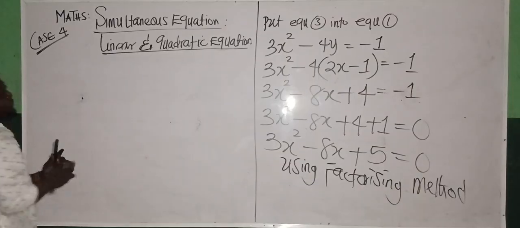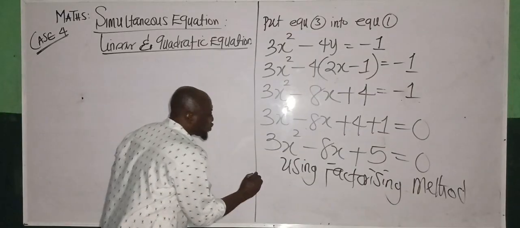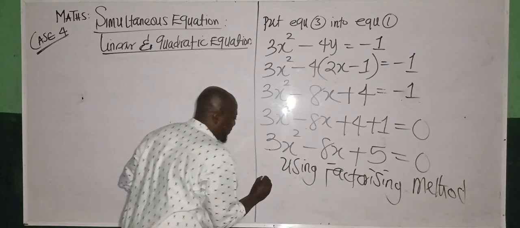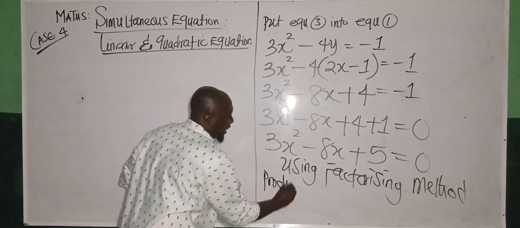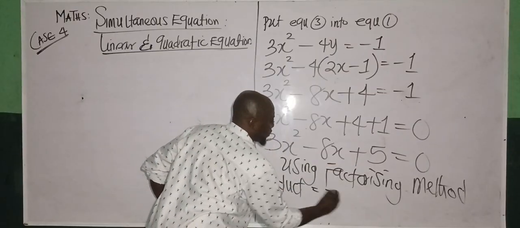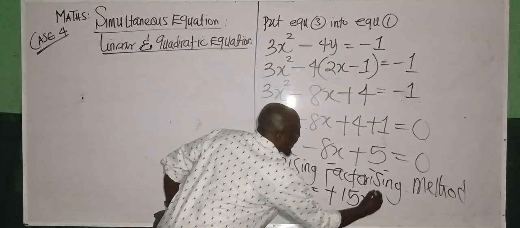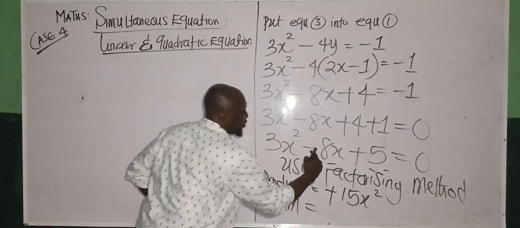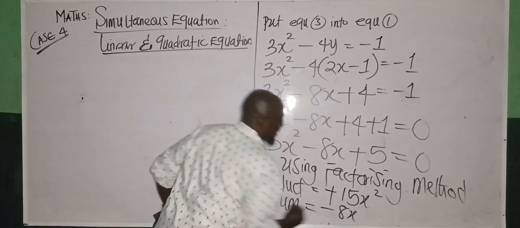So this is it. Now from here, what do I know to do? First, I will multiply this by the back. That's my product. I already told you how that one works. Go and watch the case 1. You get to understand that. So this will give us plus 15x squared. Next, I'm having the sum. The sum is always the middle value here, minus 8x.